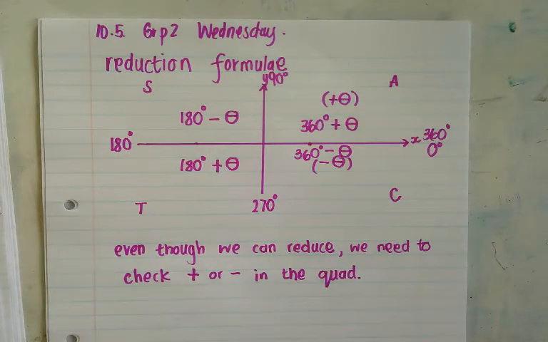So your first quadrant can either be positive theta or 360 plus theta. Your second quadrant, 180 minus theta. Your third quadrant is 180 plus theta. Your fourth quadrant is 360 minus theta or just negative theta.